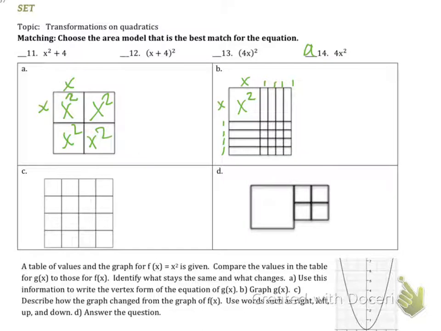And if you look at the top right, or the top and the side, you can also say that this is x plus 4, and this is x plus 4. So if I were to multiply those together, you would end up having x plus 4 squared, which would get you number 12.